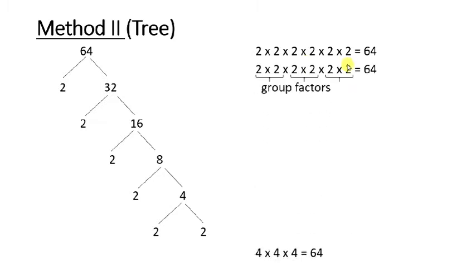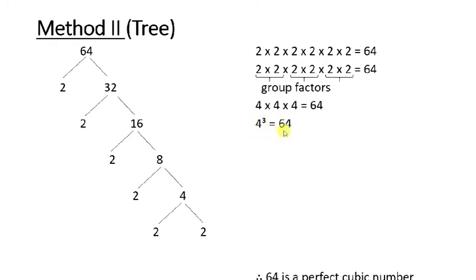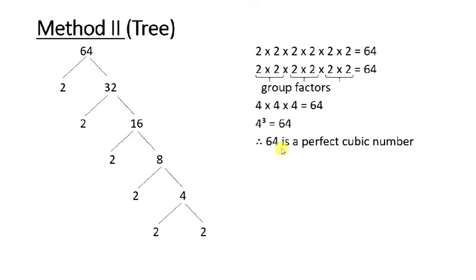After that, what are we supposed to do? Group the factors. 2 times 2 is giving us 4. So we have 4 times 4 times 4, giving us 64. 4 to the power 3 is 64. Therefore, 64 is a perfect cubic number.